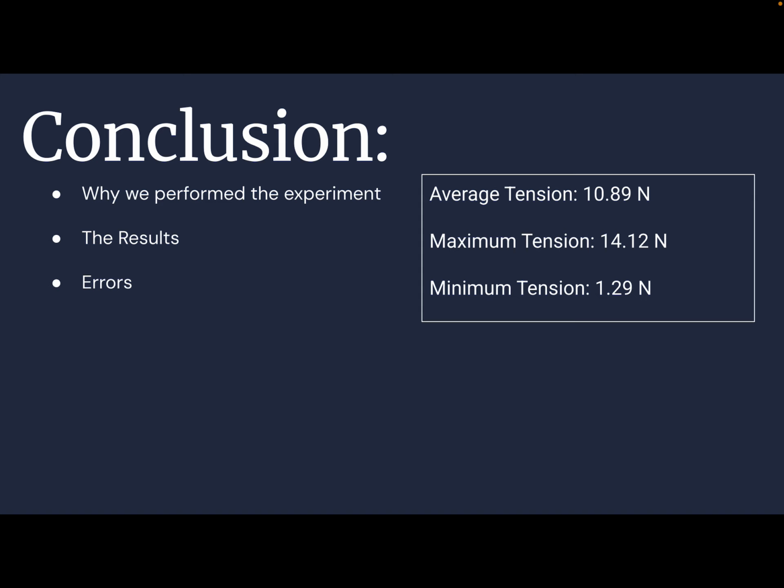And here's our average tension again, maximum tension, and our minimum tension throughout our swing. And the errors were due to human data collection and other forces that we were not able to collect data on.